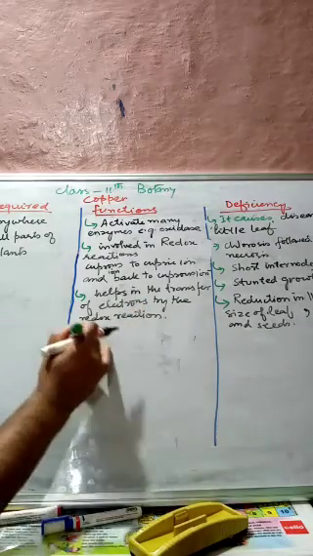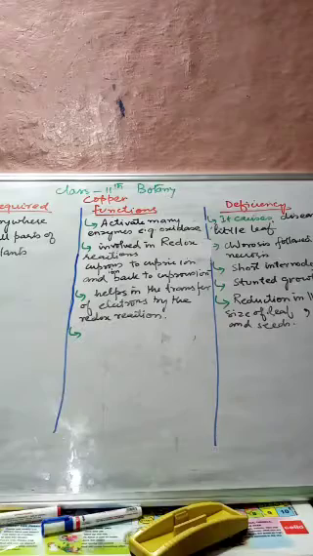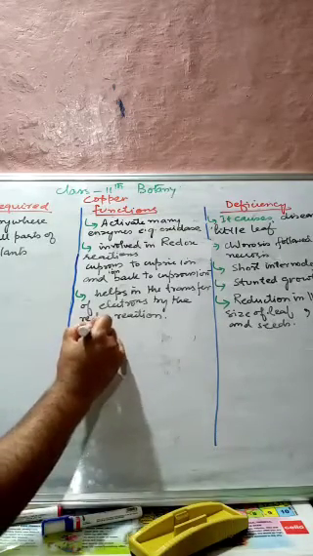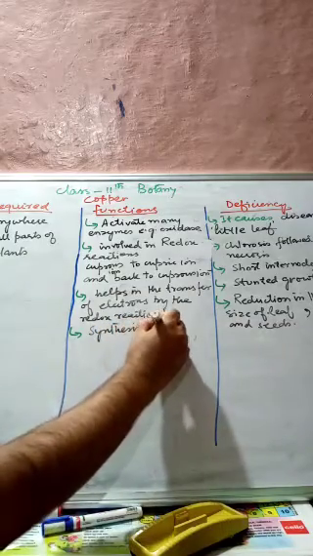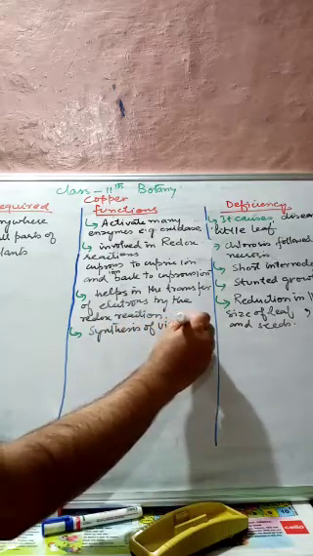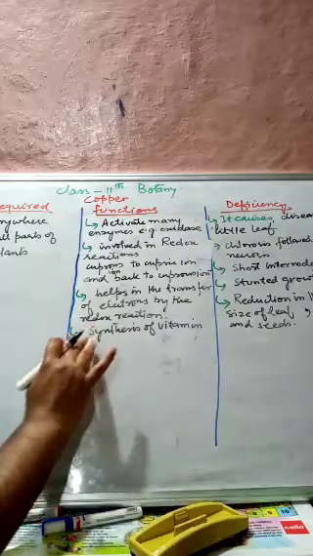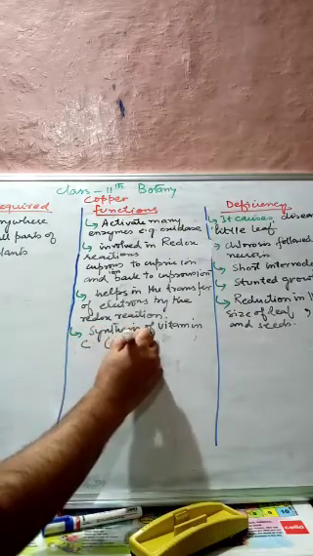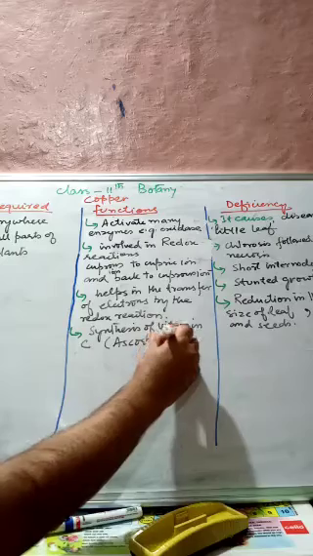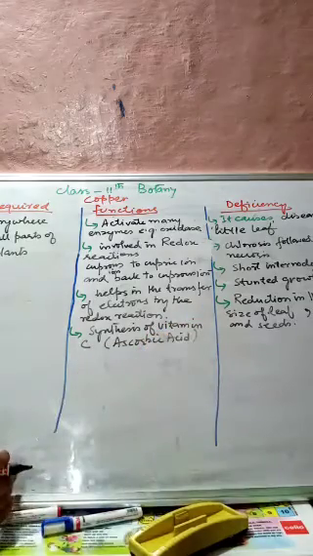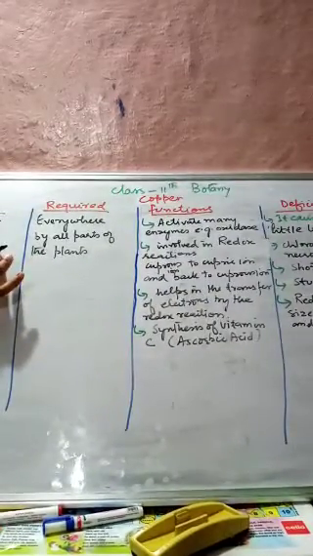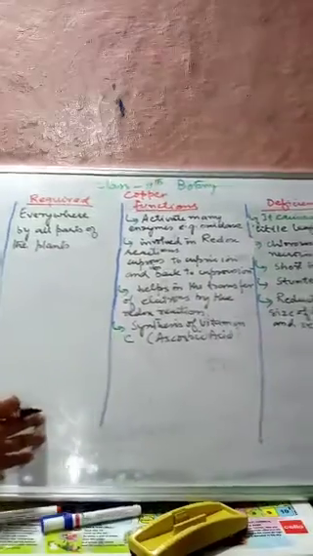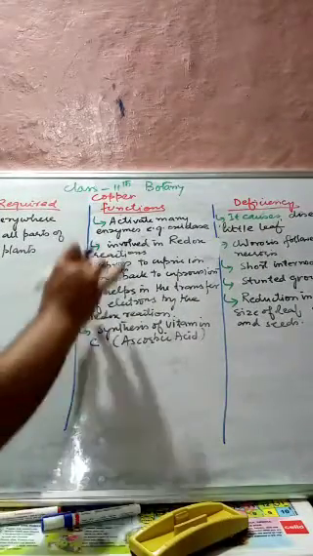Fourth one, it is involved in the synthesis of vitamin C, that is mainly ascorbic acid. Now, it is absorbed in the form of cupric ion. It is present everywhere. That means all parts of the plant need these functions.